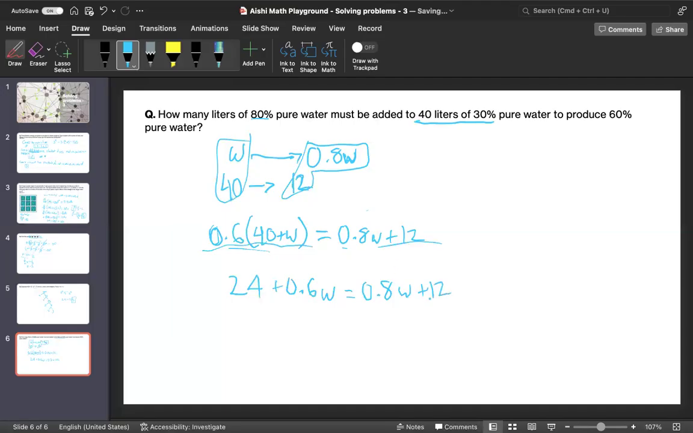All right, now we've got a pretty simple equation. We get 0.2 W is equal to 12. So now let's multiply by 5 on both sides. So we get W, which is equal to 60. So we need 60 liters of 80% pure water to be added to 40 liters of 30% pure water to produce 60% of pure water.